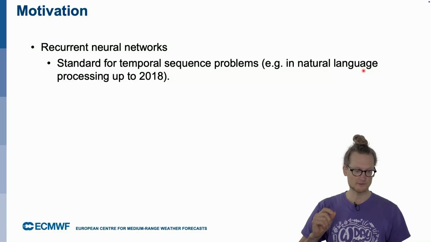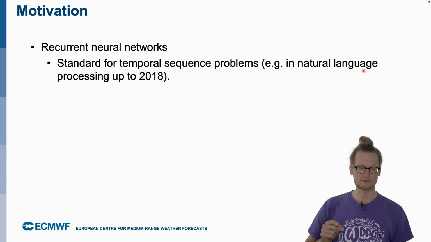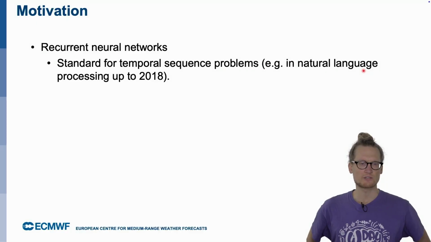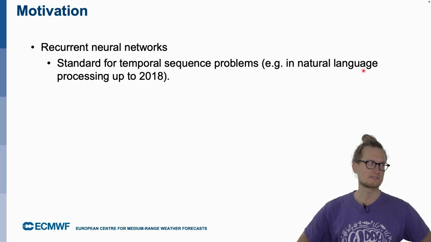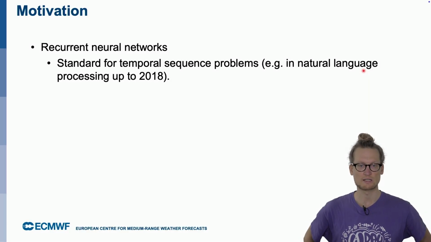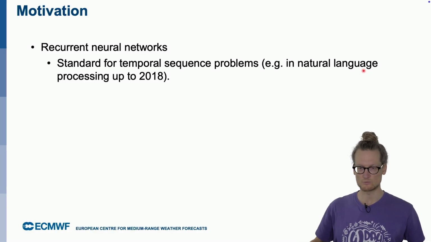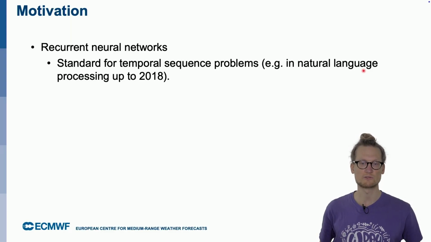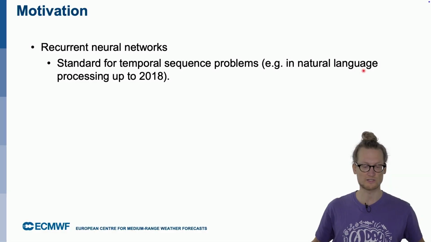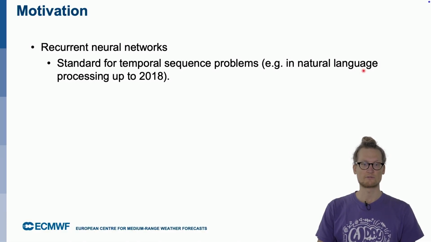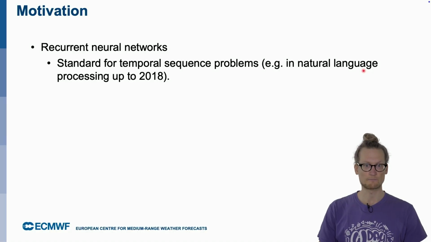Coming a bit to the motivation for why transformers have been developed. Traditionally, sequence processing tasks like time series processing were typically realized with recurrent neural networks, which I also mentioned very early when I introduced myself. Recurrent neural networks were the standard for sequence-to-sequence tasks up to 2018-ish, when transformers were invented. And transformers technically were designed for time series processing as well.